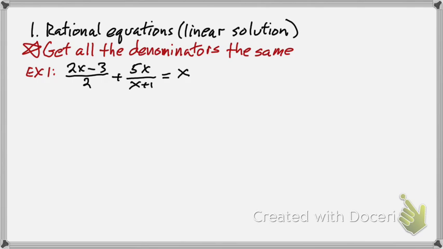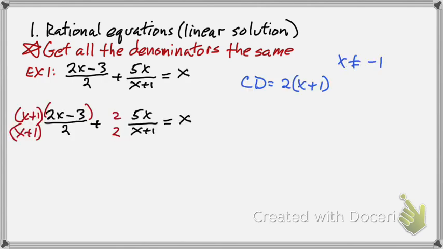Notice I've got a denominator of 2 and a denominator of x plus 1. We multiply those together to get a common denominator of 2 times x plus 1. Now notice something else. We've got x cannot be negative 1. If you look at the original equation, if x were negative 1, we'd have a 0 in the denominator of the second fraction. Can't do that.